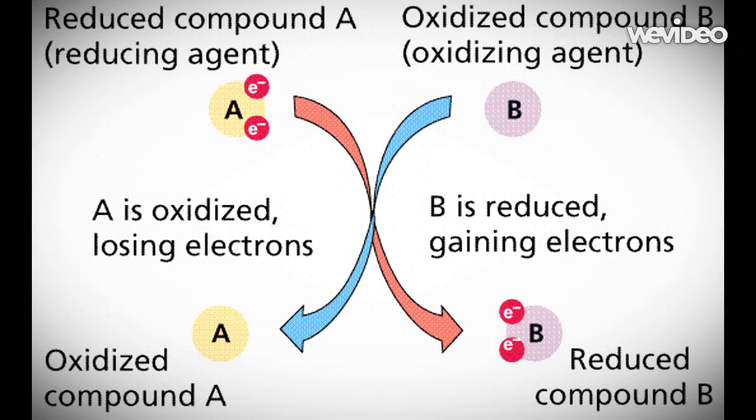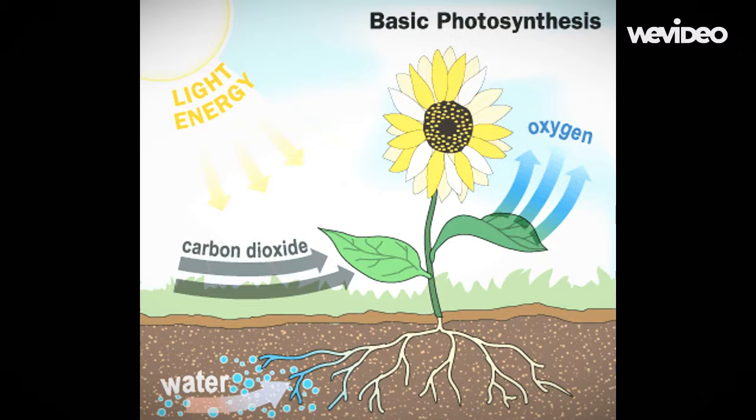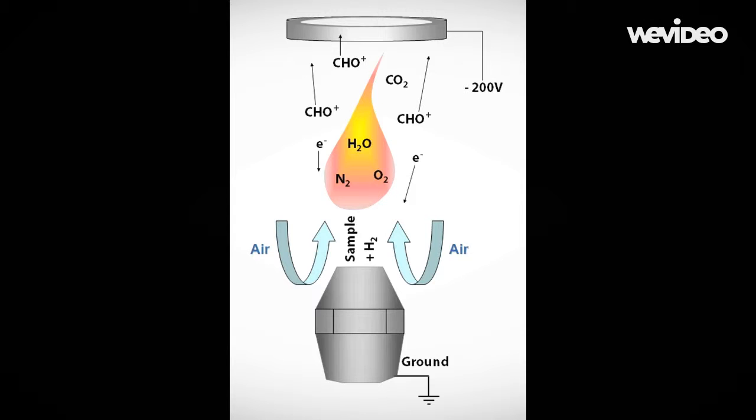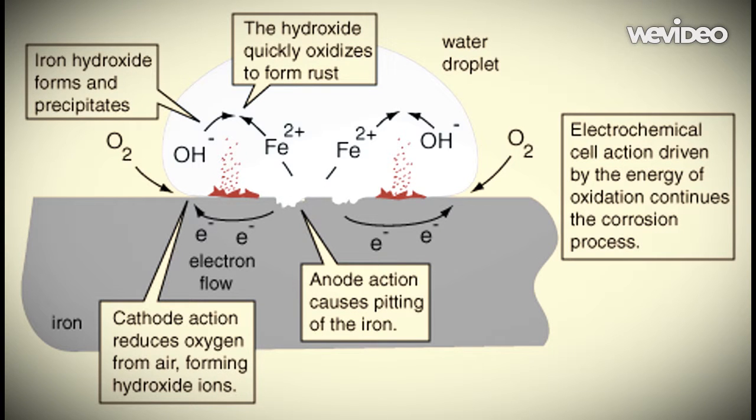This is basically any reaction in which elements experience a change in oxidation number due to losing or gaining an electron. These reactions are very common and are needed for some of the basic functions of life, such as photosynthesis, respiration, combustion, and corrosion.